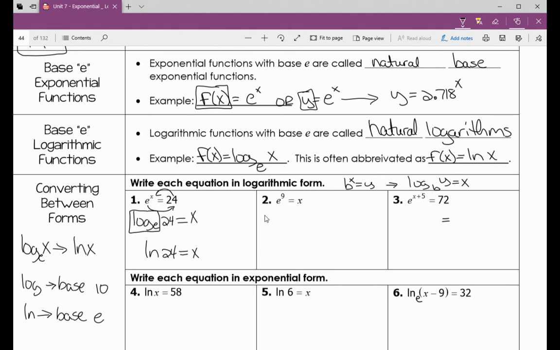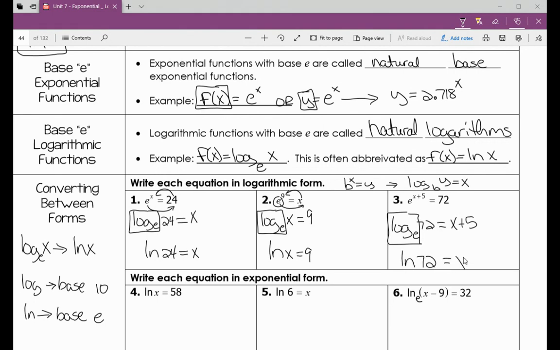Now, here, we're going to do the same thing. Log base e of x, grab your base, go across, and set it equal to the exponent 9. This comes out, and you replace it with natural log of x equals 9. So over here, we're going to do the same thing with number 3. Log base e of 72 equals x plus 5. This drops out, and we're left with natural log of 72 equals x plus 5.